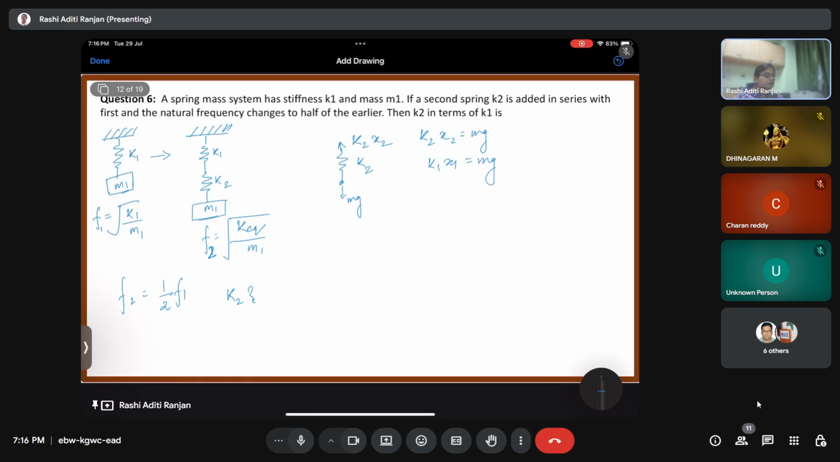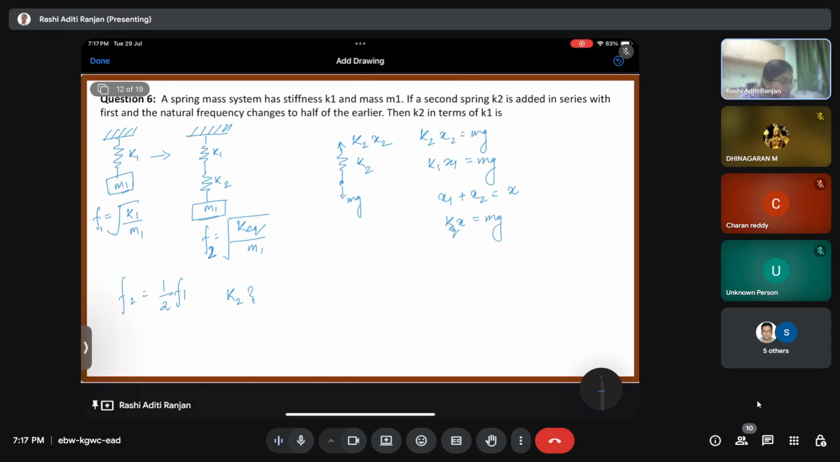Okay, which means K1 into x2, K1 into x1 will be equal to K2 into x2. Okay, so this is fine. But another equation also says that x1 plus x2 is equal to, let us say, x. Then k_eq x is equal to mg.